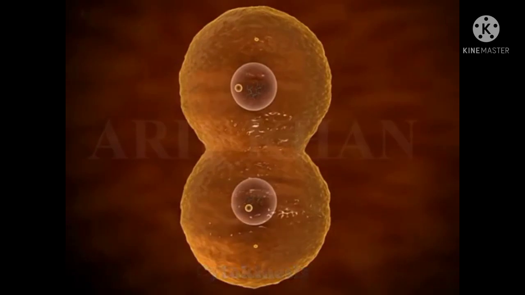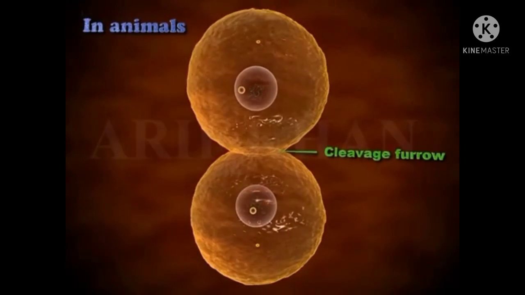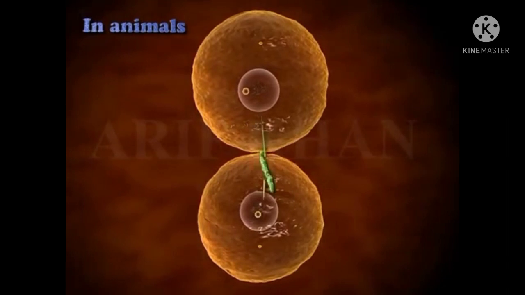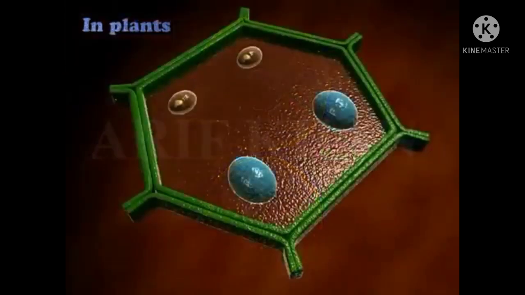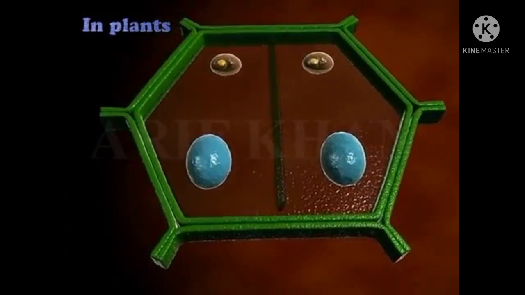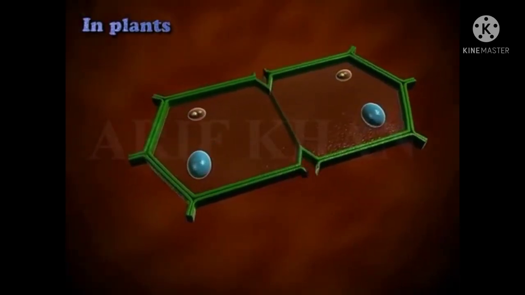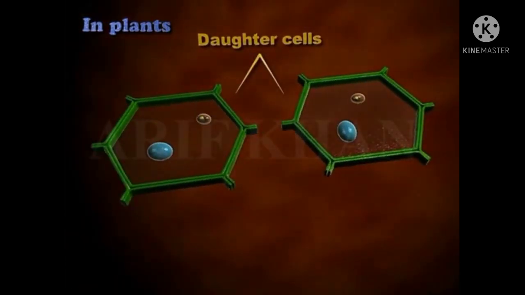Cytokinesis. Cytokinesis is the partition of the cytoplasm. In animal cells, a cleavage furrow appears in the plasma membrane, which divides the cytoplasm into daughter cells, each containing one nucleus. In plants, new cell wall formation begins at the center of the cell by the formation of a cell plate. The cell plate grows outward until it meets the existing wall, resulting in two daughter cells.